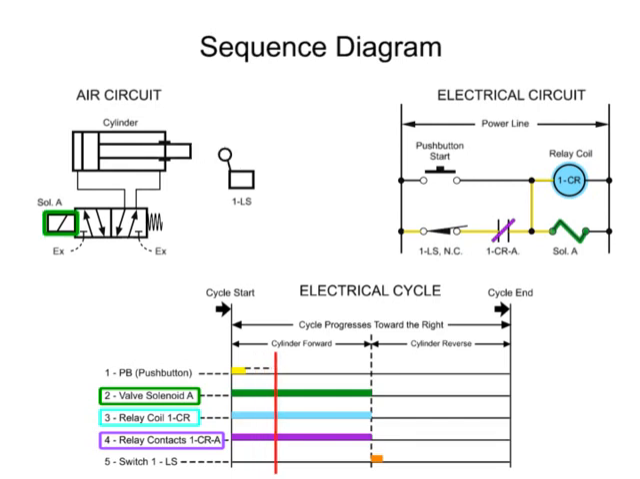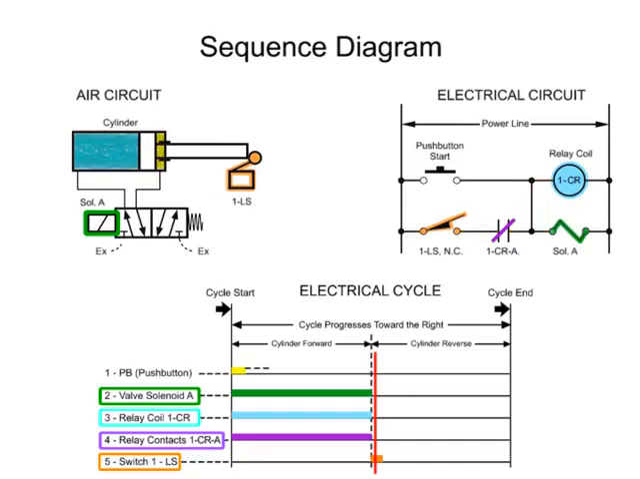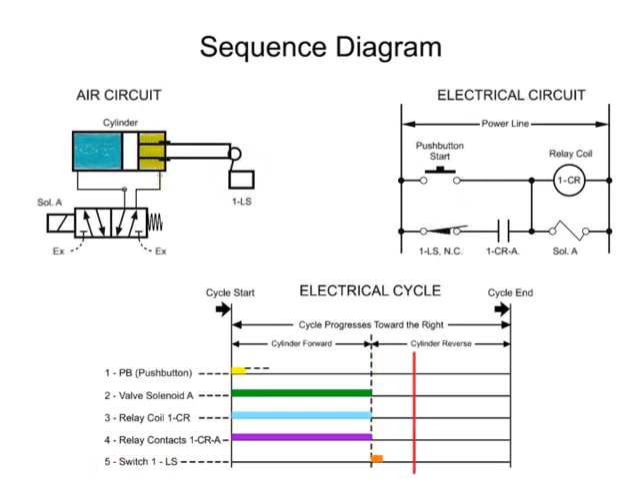Since solenoid A is now energized, the valve shifts accordingly to allow fluid into the blind end of the cylinder. The cylinder travels forward and at the end of its stroke actuates limit switch 1LS on line 5. When the switch contacts open, current is removed from the relay coil. Relay contacts 1 CRA open, removing current from the solenoid valve. Internal springs shift the solenoid valve spool to the cylinder retract position and the cylinder starts its return stroke.